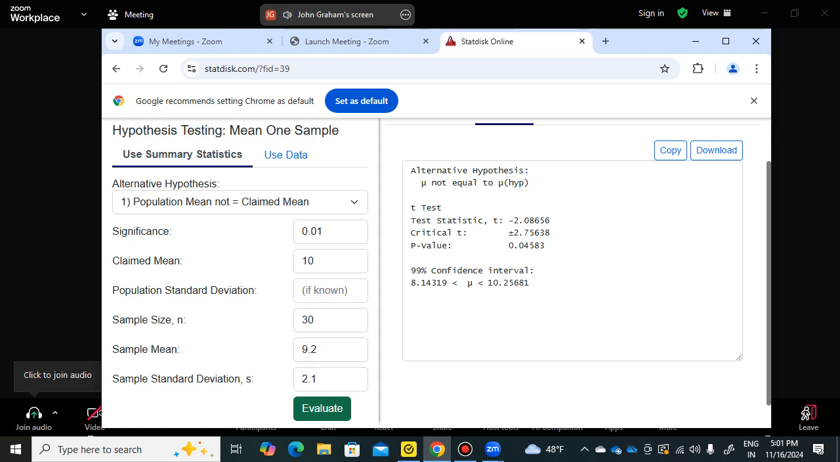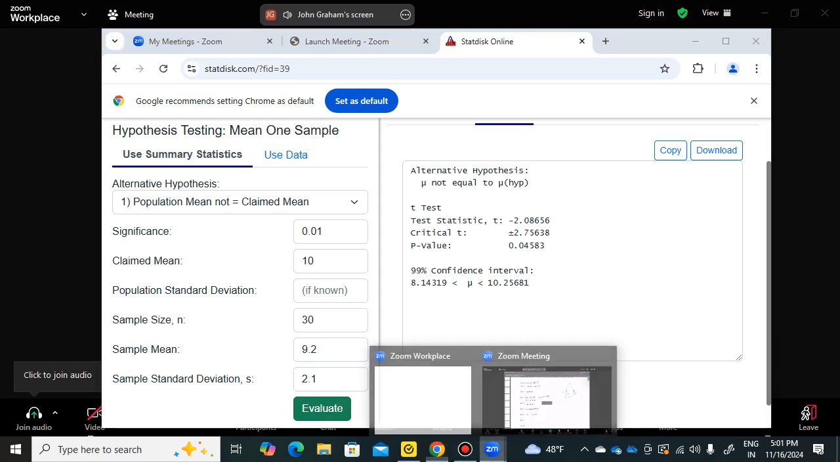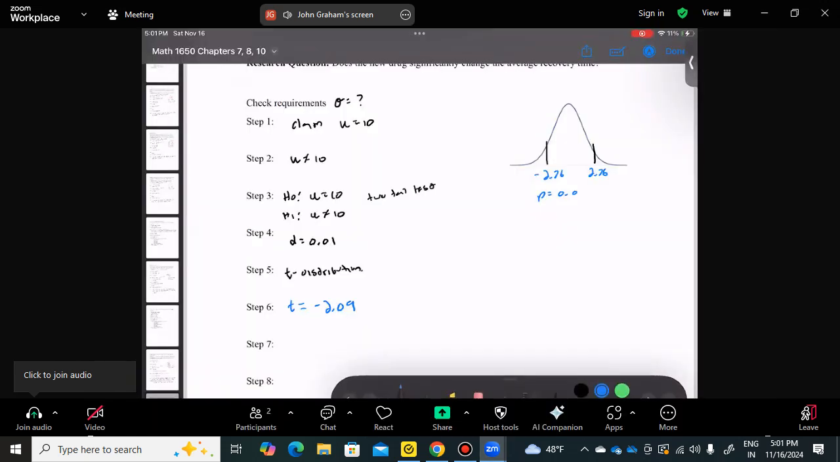Waiting for it to save. Let me go back to what I have. 0.045. So we can say that the test statistic falls inside the non-rejection region, and that the p-value, even though it's pretty low, 0.045 is still greater than 0.01.